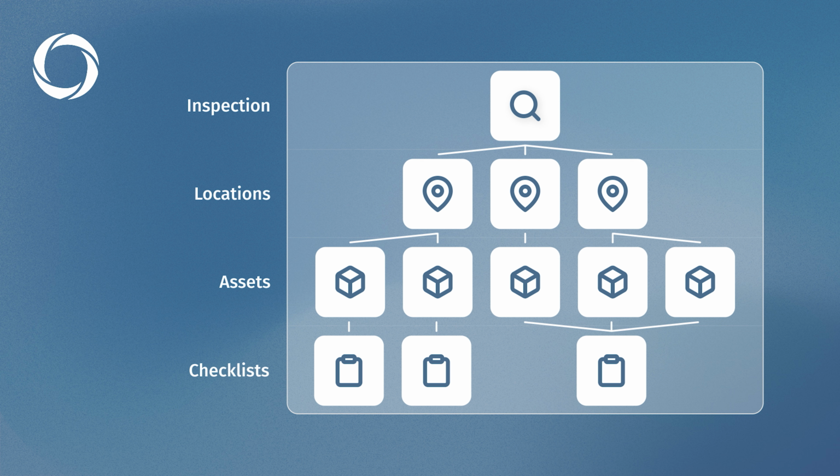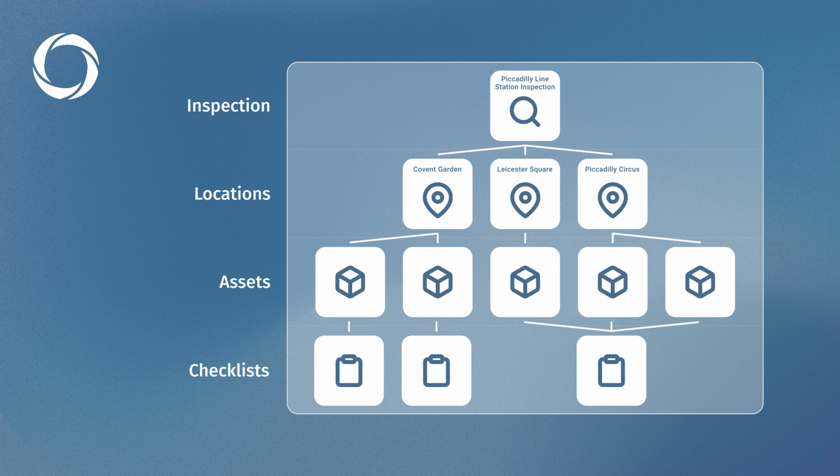Each location can contain multiple assets, and these assets can either have unique checklist templates or share the same templates across multiple items. Let's look at an example. Suppose an inspector is conducting an inspection of all stations along the Piccadilly line on the London Underground. The inspection might be titled Piccadilly Line Station Inspection, and each station would be listed as a location.